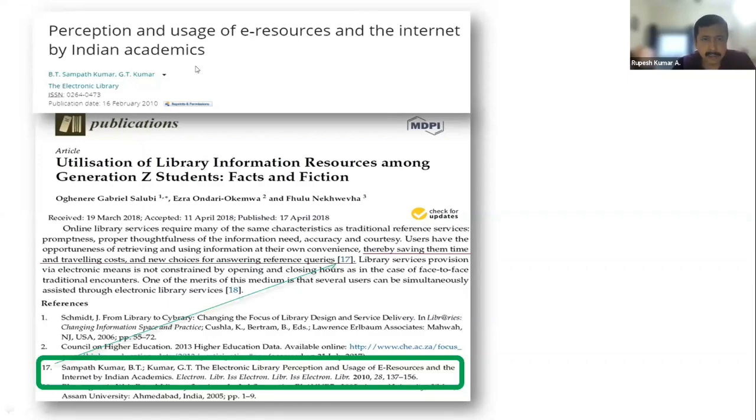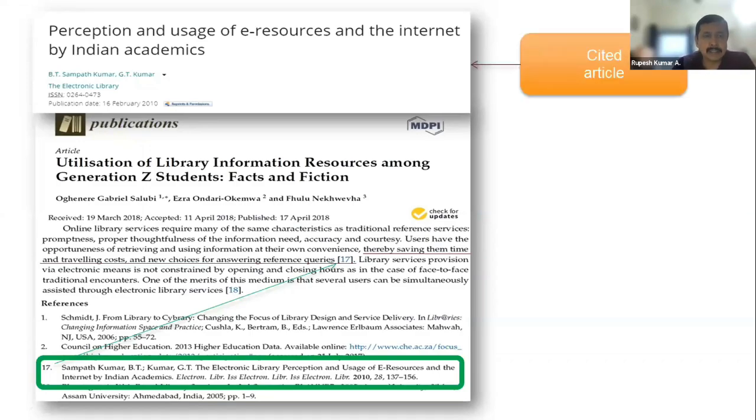earlier article authored by Sampath Kumar and G.T. Kumar. So what these three authors have done is they have made use of some content from Sampath Kumar, G.T. Kumar's article, and they have given a citation in the text and a corresponding reference at the end of their article. So what happens in this case?